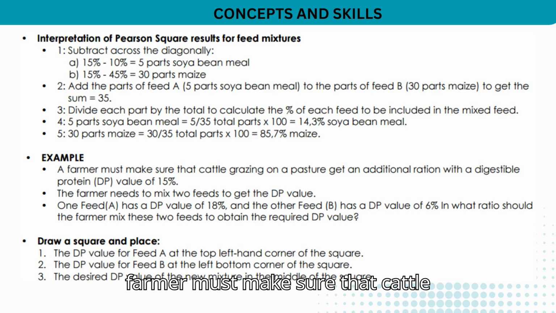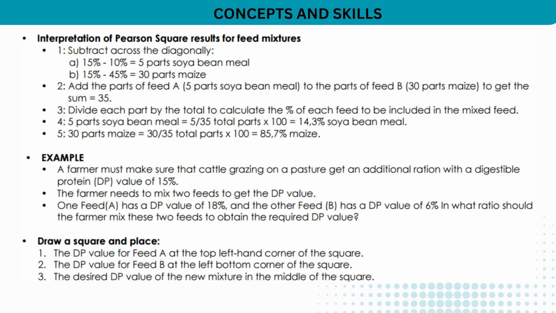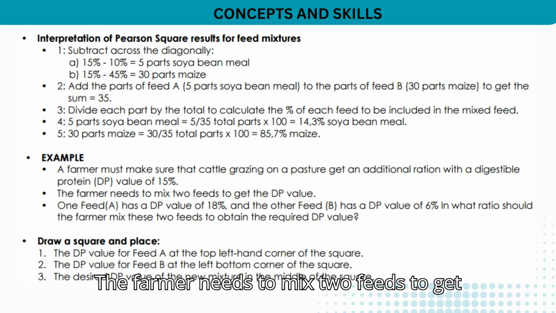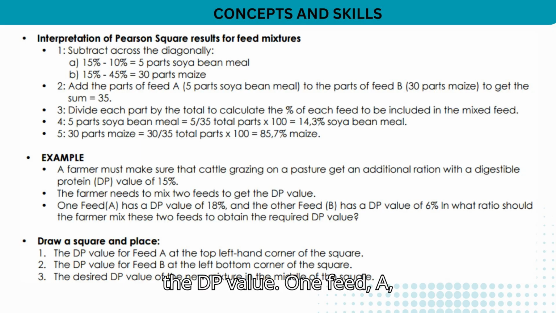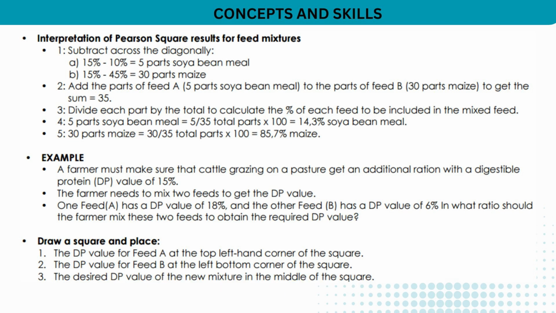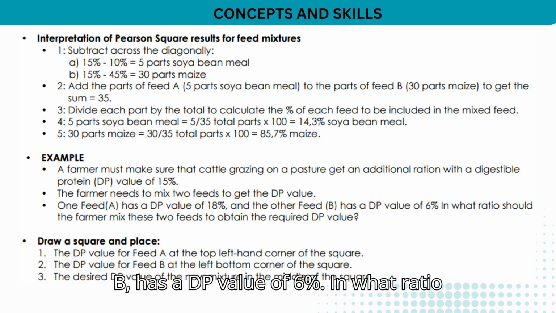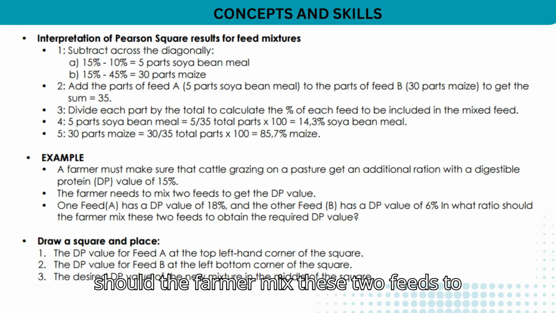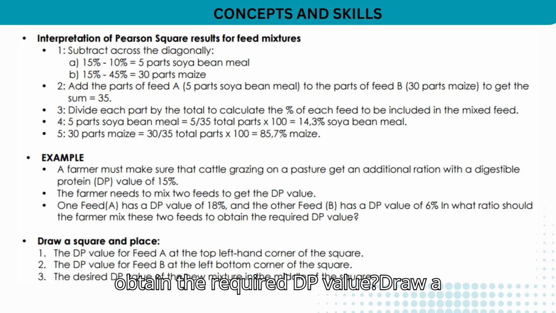Example. A farmer must make sure that cattle grazing on a pasture get an additional ration with a digestible protein DP value of 15%. The farmer needs to mix two feeds to get the DP value. One feed, A, has a DP value of 18%, and the other feed, B, has a DP value of 6%. In what ratio should the farmer mix these two feeds to obtain the required DP value?